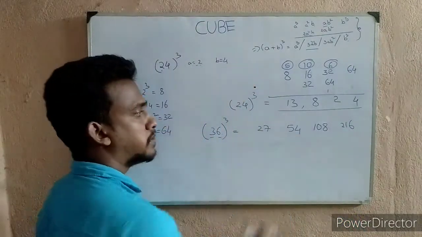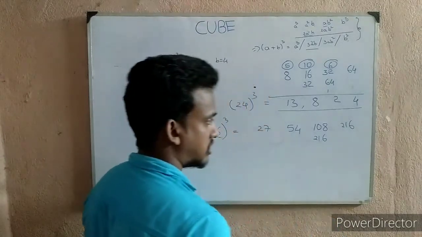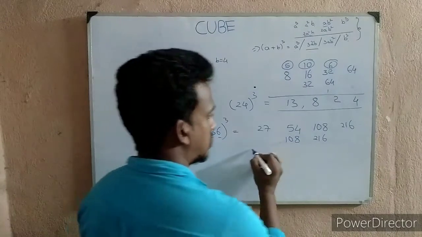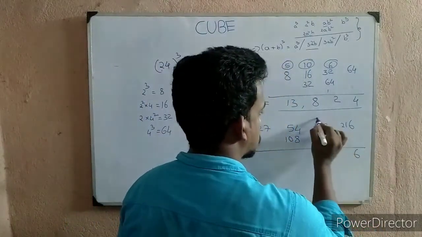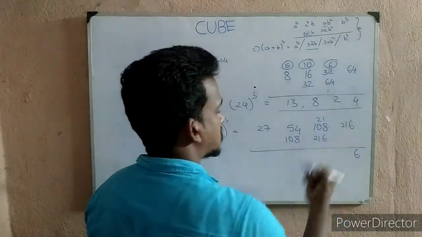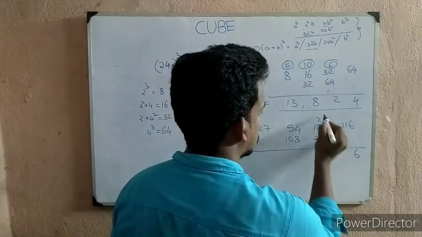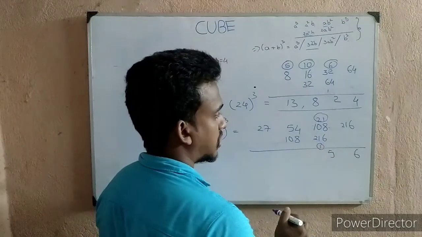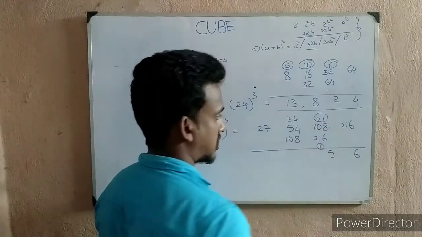We have to double these middle values, which results in 108 becoming 216 and 54 becoming 108. And we have to add these numbers. We take 6 here, we transfer this 21. So 1 plus 8, 9. 9 plus 6, 15. Right. Next, 10 plus 21, 31. 32, 33, 34. 34 is transferred.